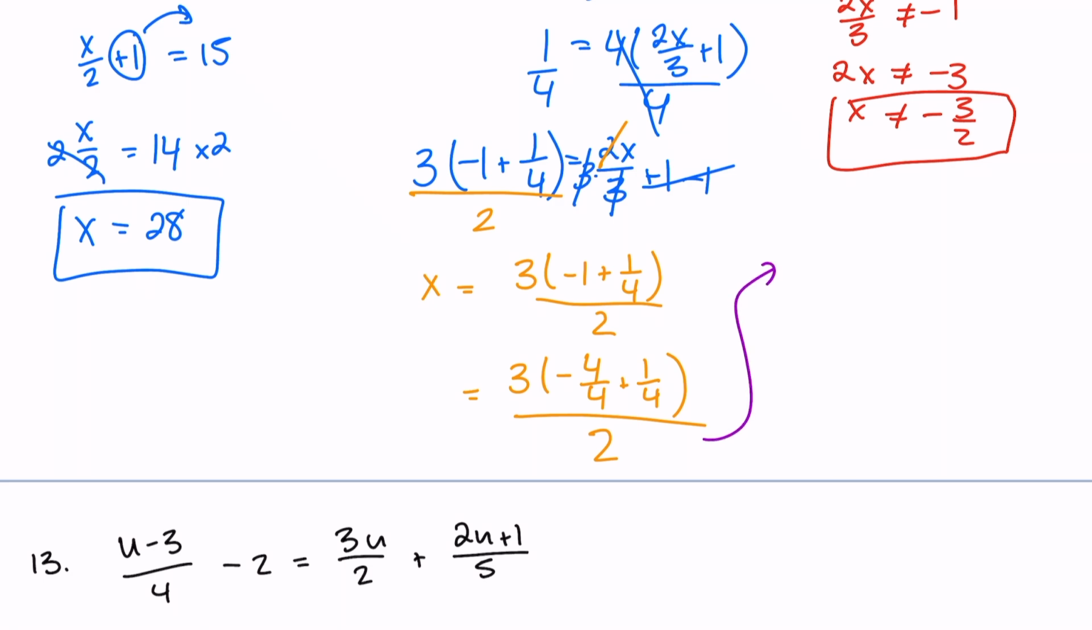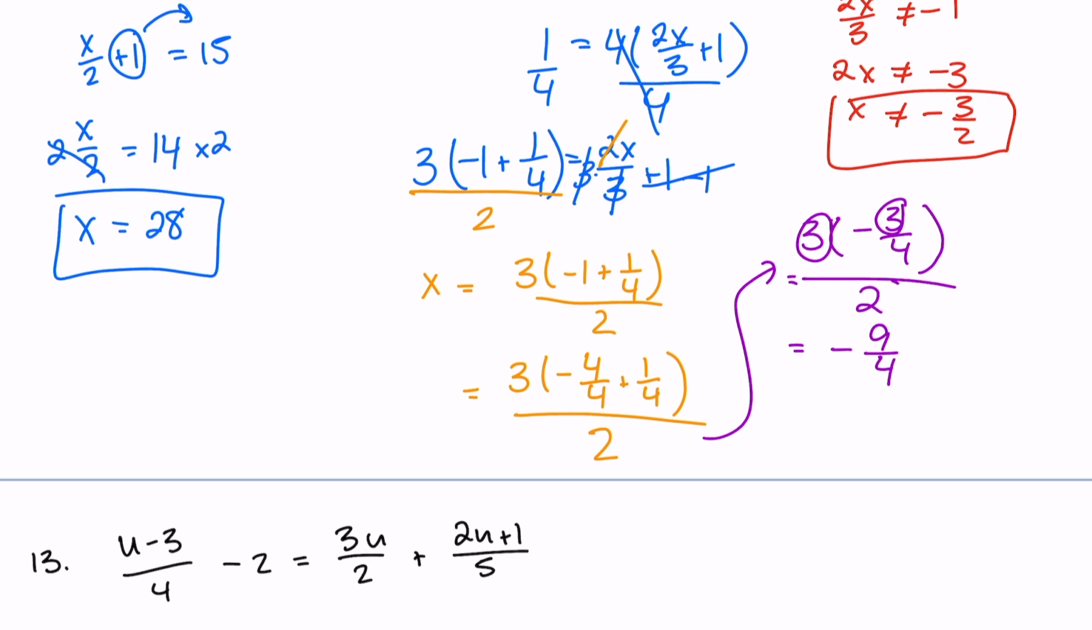To simplify this further, now we have 3 times, and now 1 minus 4 is negative 3, and it's all over 4. And then we're going to divide this all by 2. And now this is going to be equal to a positive times a negative. So our answer is going to be negative. 3 times 3 is 9. And it's going to be 9 over 4. And we're dividing all of this by 2.